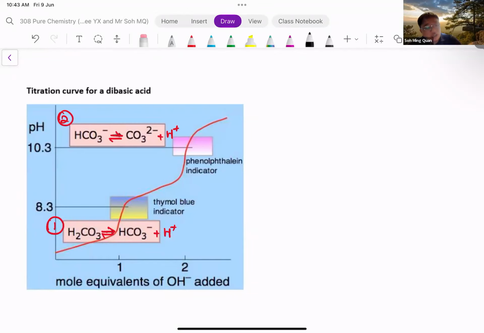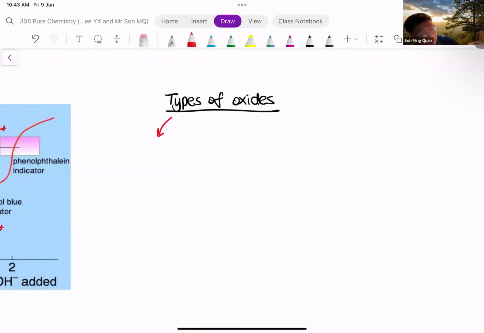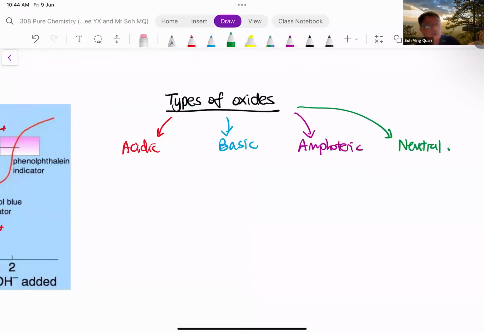Now, the final part of this chapter, so we have covered everything, including pH and indicators. The last part is types of oxides, which I hope you sincerely remember. There are 4 types of oxides. We have the first one, acidic. Then you have basic. Then you have amphoteric. And finally, neutral. Right, so 4 different types of oxides. Now, another way to say types of oxides, the question can say nature of oxide. When we say nature of oxide, we really mean whether it's acidic, basic, amphoteric, or neutral.